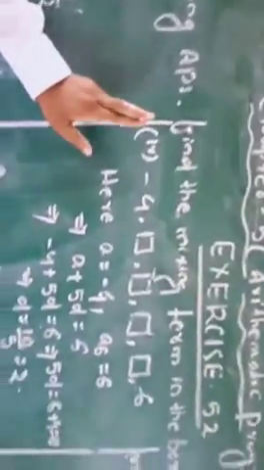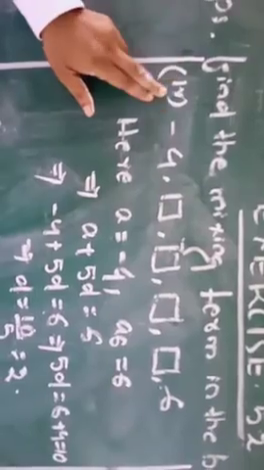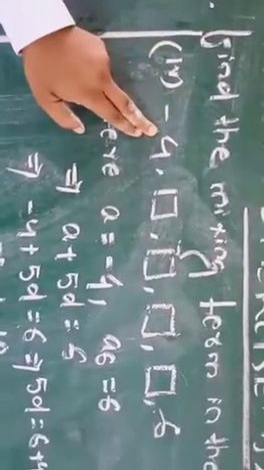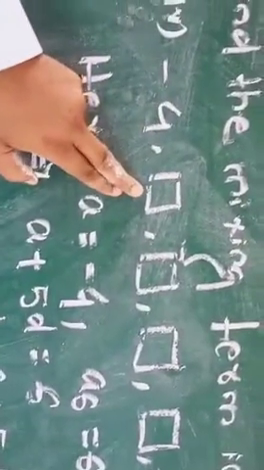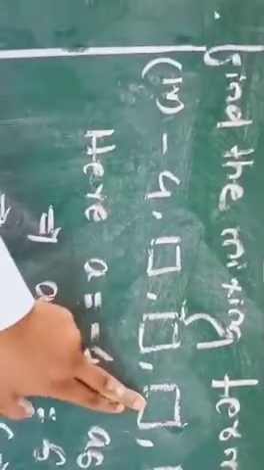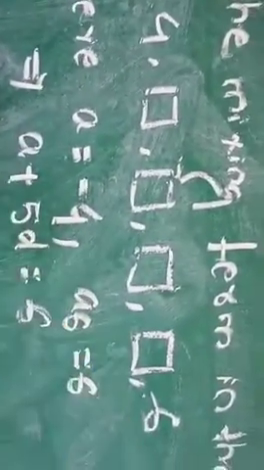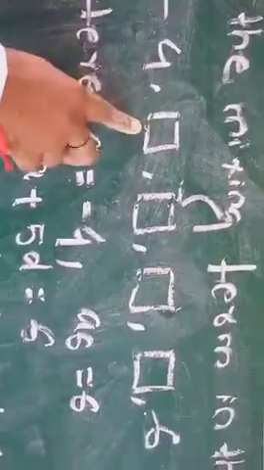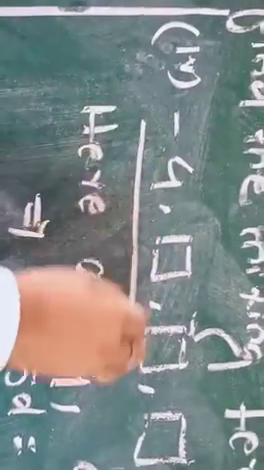2, 3, start. Now it's 4. Given: minus 4, box, box, box, box, 6. So you have to find the missing numbers here. Now this is an AP.